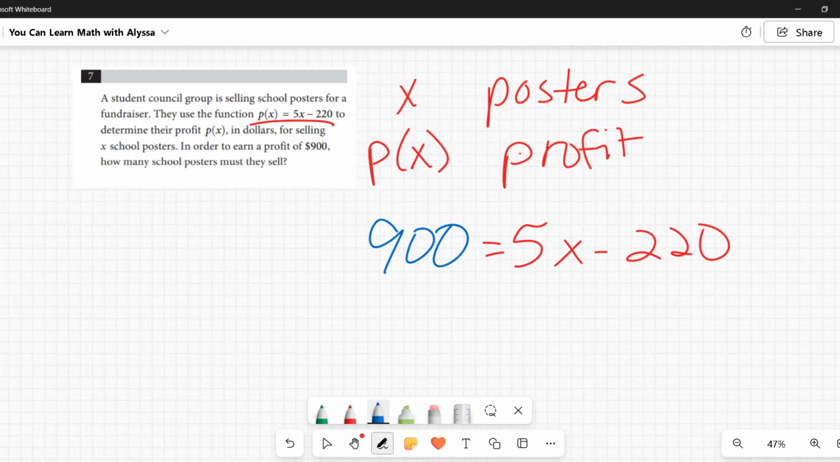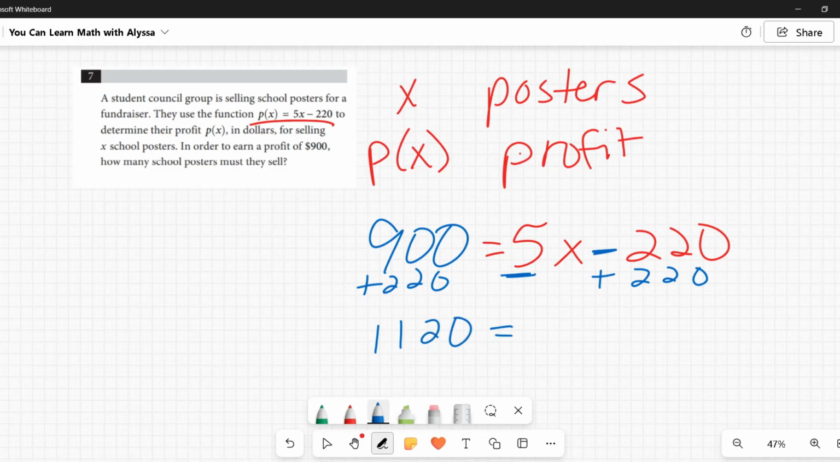To solve for x, x is being multiplied by 5, and then 220 is being subtracted. We need to undo that, do the opposite. The opposite of subtracting 220 is adding 220. So we're going to do that to both sides. And on the left, we get 1,120. And on the right, that is equal to 5x.